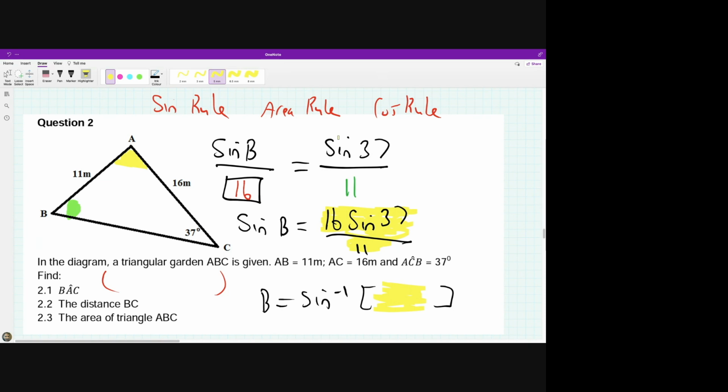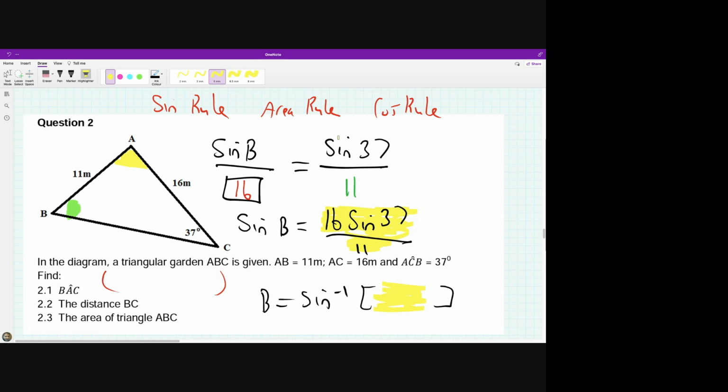Is anybody willing to give me the answer for this one? Would you like some guidance? If you need a bit of extra help, if I've lost you now, just let me know.